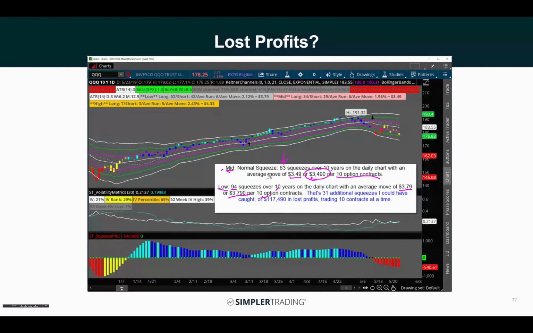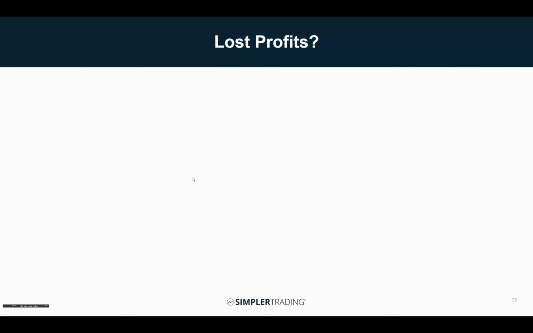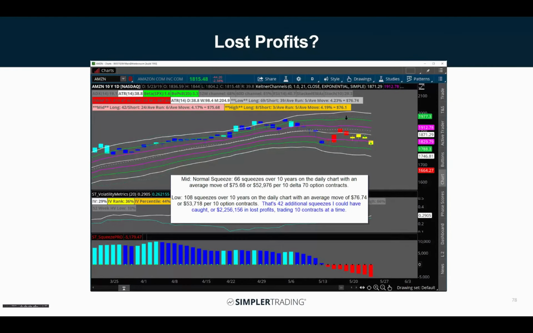Okay, and I'm getting all the stats from right up here: $3.49, $3.79, 34 and 29, 52 and 42. Basically, that's 31 additional squeezes I could have caught, or $117,490 in lost profits trading 10 contracts at a time. It gets way more horrible. So Amazon, which is a stock that I really like to trade. Yeah, I'll keep an eye on Google or gold here too. So Amazon, I love trading Amazon.